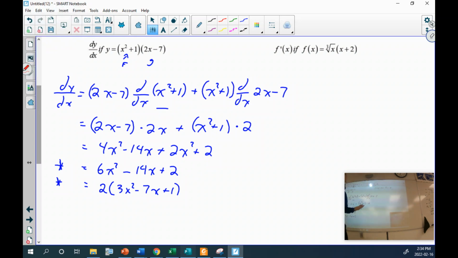Okay. Now, do I have to look at the product rule every time I do it? No, I don't. And I wouldn't expect you guys to either, shortly.